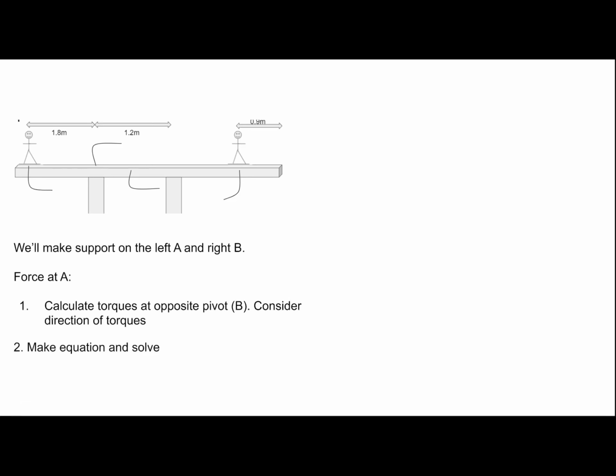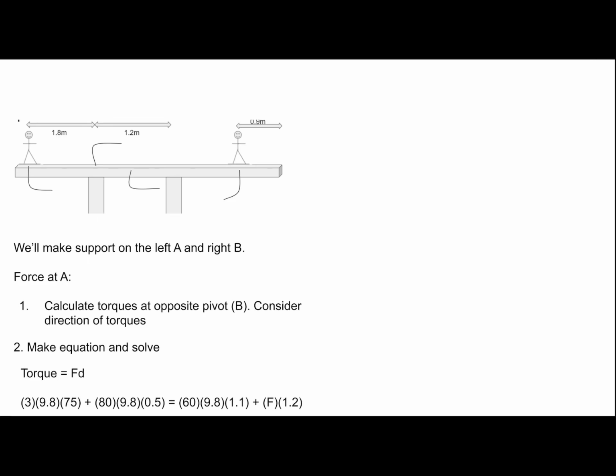So therefore, knowing this information, we can make up the equation and solve the equation. Okay, so we know that torque equals force times distance. So we have 3 times 9.8 times 75. That will be the torque of Kevin. That's going to be in the anti-clockwise direction.